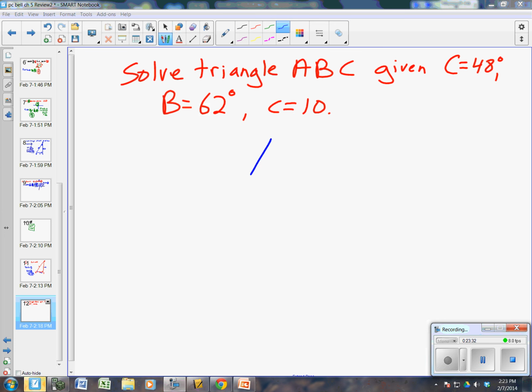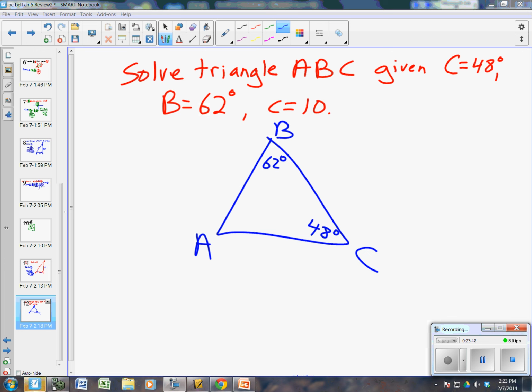Hey, you guys, obviously this one's an oblique triangle, right? I don't draw it to scale. I just draw a triangle really quickly. I write in my given information. B is 62 degrees. C is 48 degrees. That means if we add them together and subtract from 180, we get that one as 70 degrees. And I'm given that side c, which would be opposite of angle C, is 10. And then this would be little b and this would be little a.